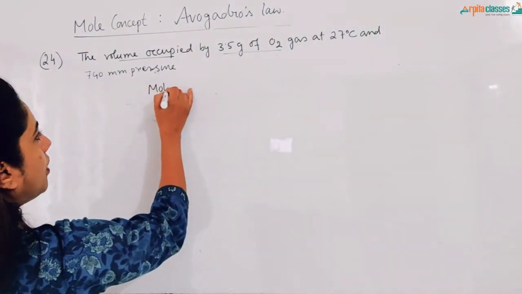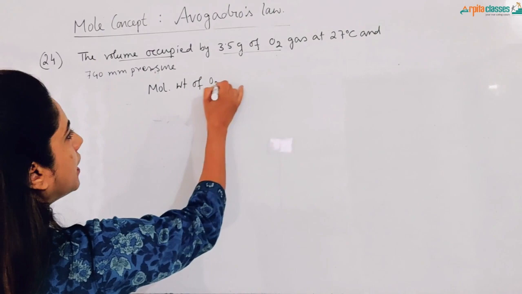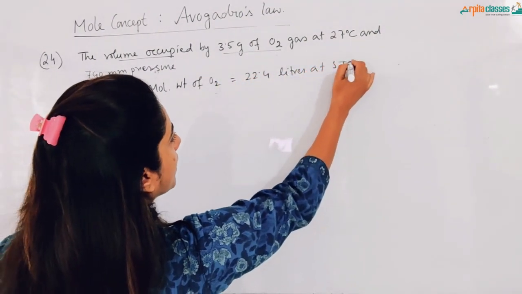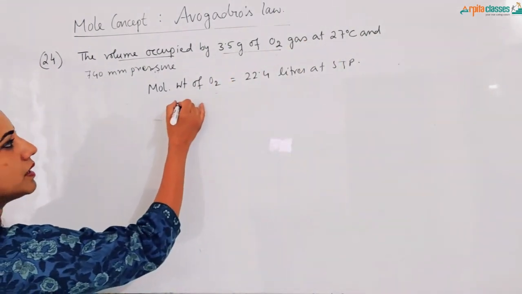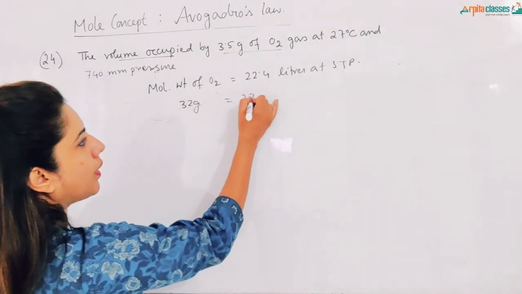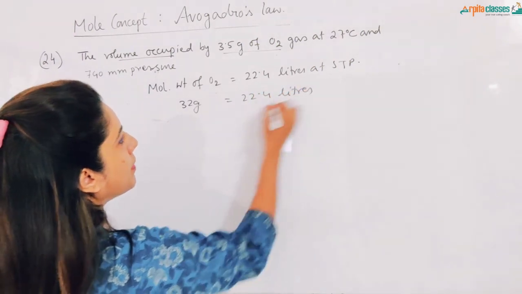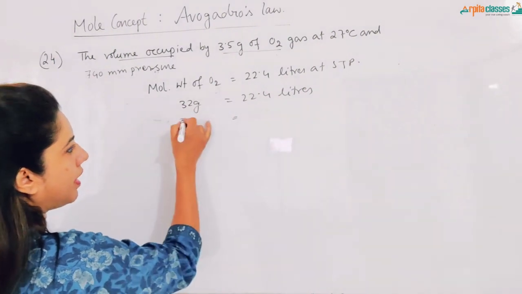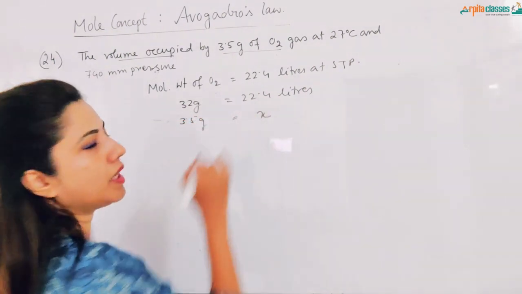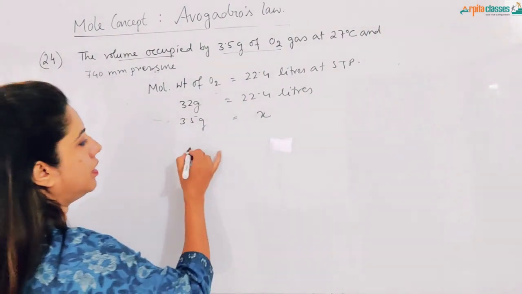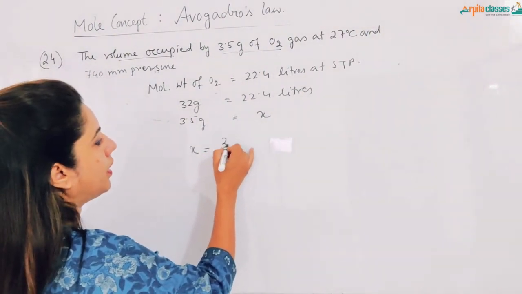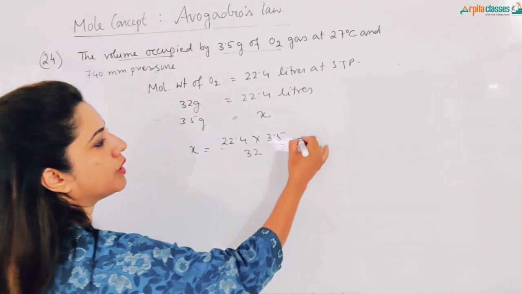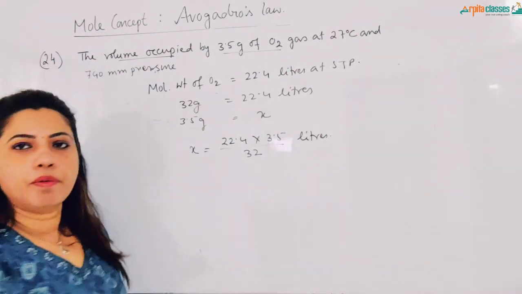So we'll write molecular weight of oxygen is equal to 22.4 liters at STP. Right? So molecular weight of oxygen is 32 gram, which is equal to 22.4 liters. That means 3.5 gram is equal to how many liters? So first we'll find out the volume. X is equal to 22.4 into 3.5 divided by 32. So this much liter. Okay, we will not calculate this.